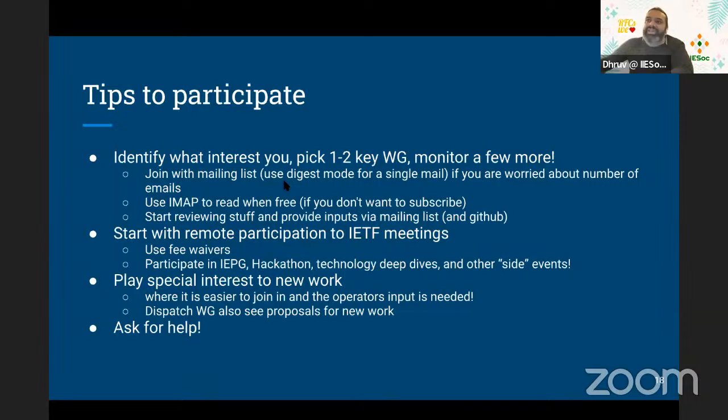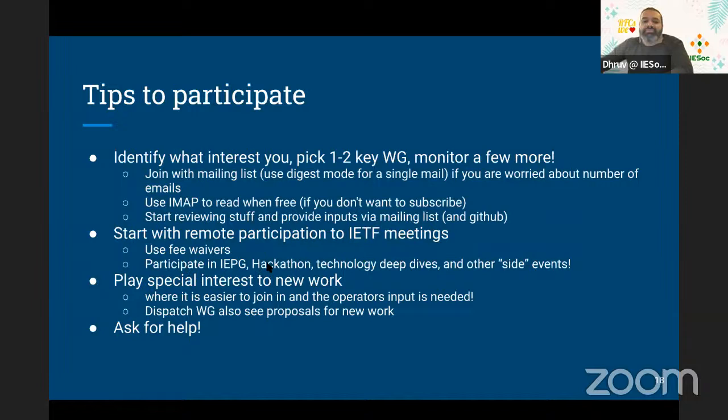Maybe use a different email, like how I used dhruv.ietf@gmail.com. Use IMAP if that's what interests you, where it will not clutter your inbox. Whenever you have free time, use your IMAP to go and browse the IETF mailing list. But start doing that and prepare for the meeting. Go through what is being discussed in the working group before you show up at the meeting.